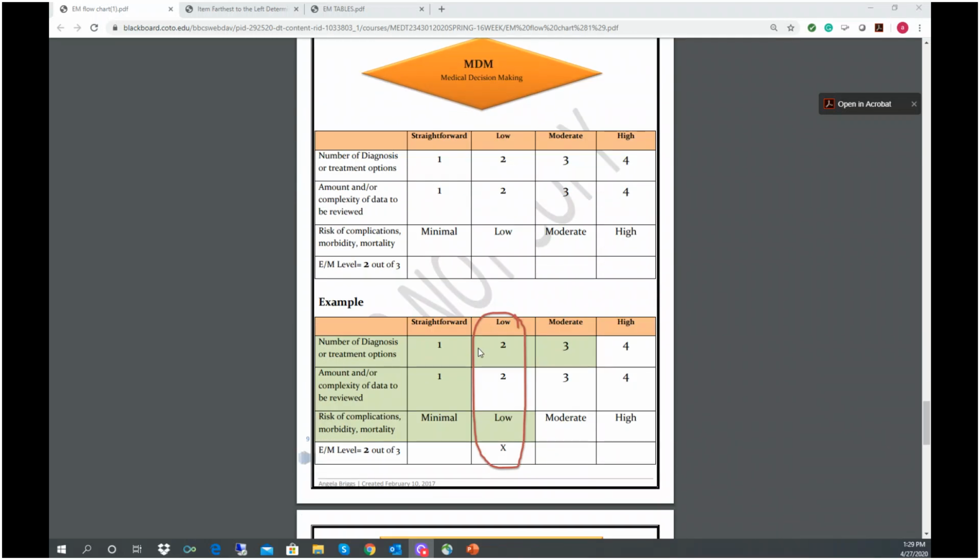MDM has 3 areas: the number of diagnosis and/or treatment options, the amount and/or complexity of the data, and the risk of complication, morbidity, and mortality.